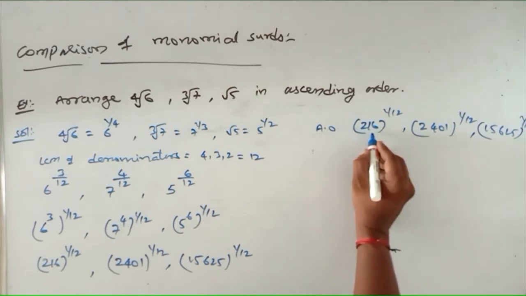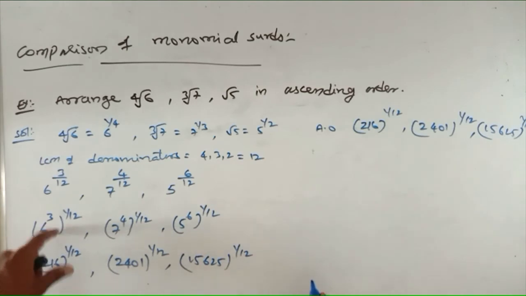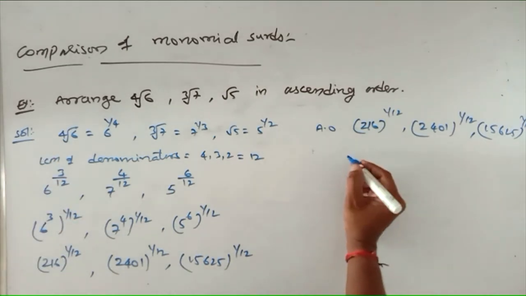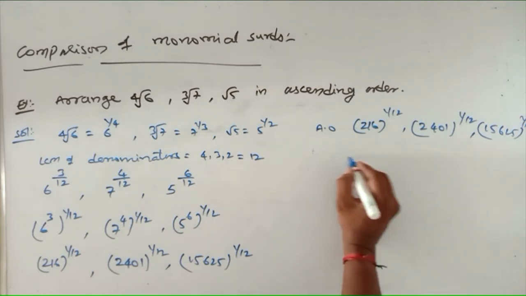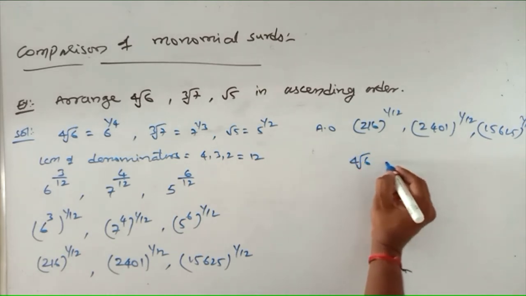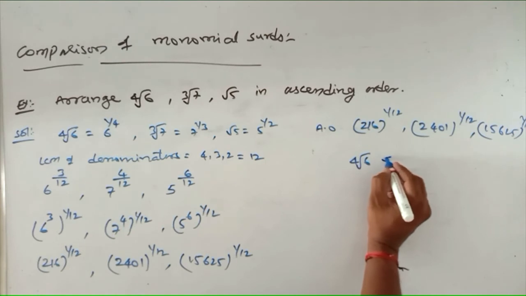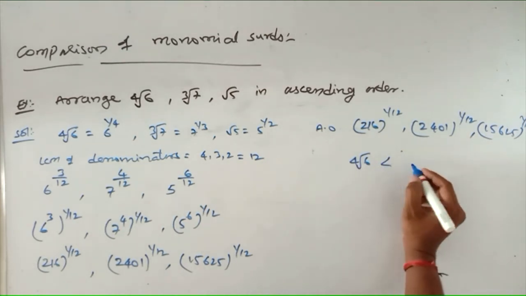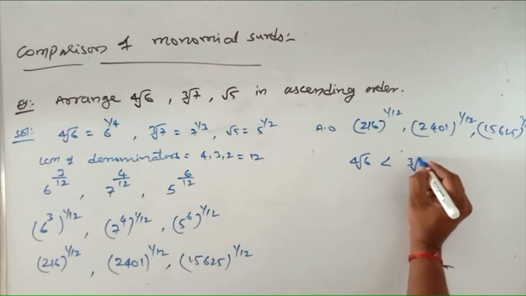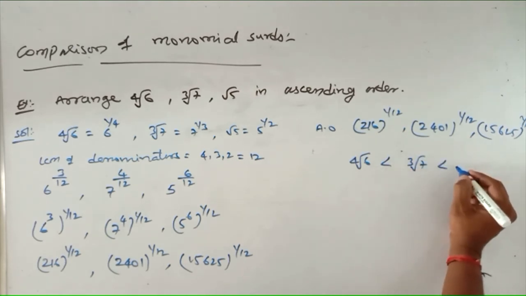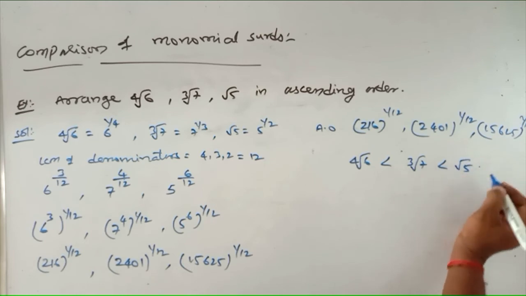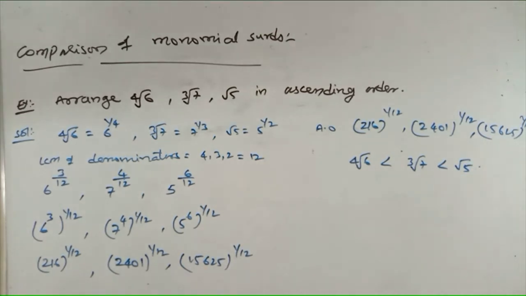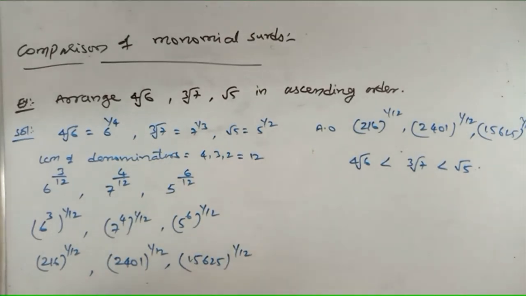So 2 to the power of 16 value is 6 cube, that is 4th root of 6. Okay, so the 4th root of 6 is greater than the cube root of 7, which is greater than root 5. This is in descending order. So I will give some more problems for the homework.